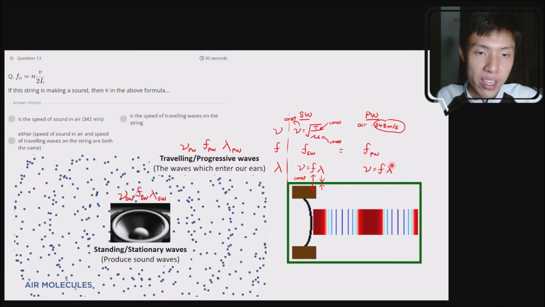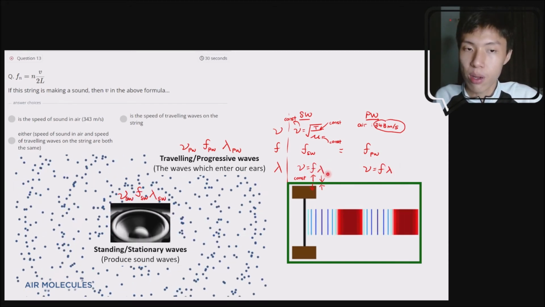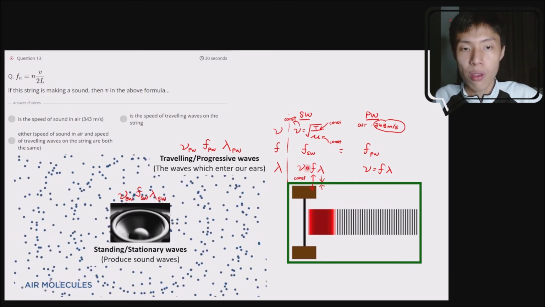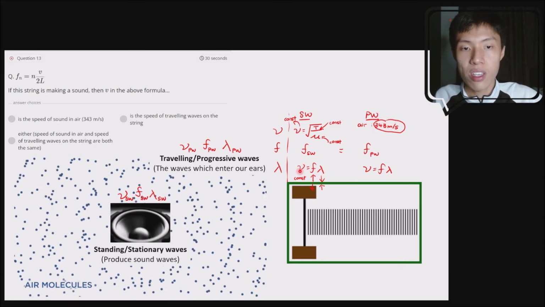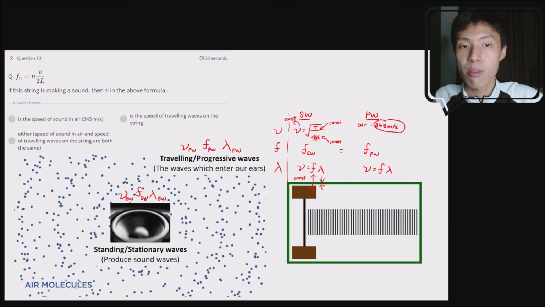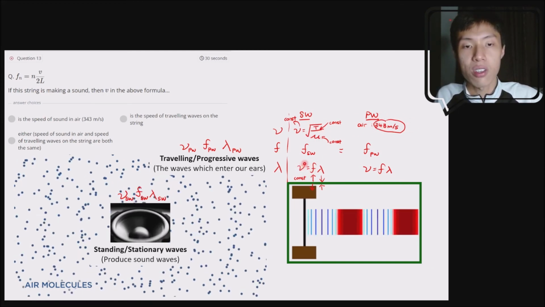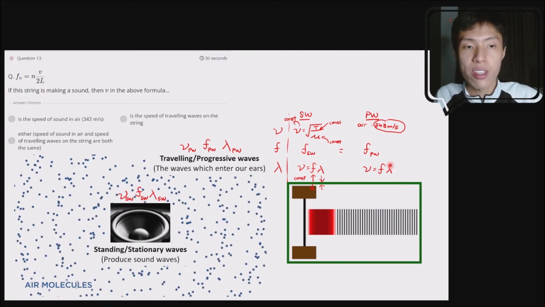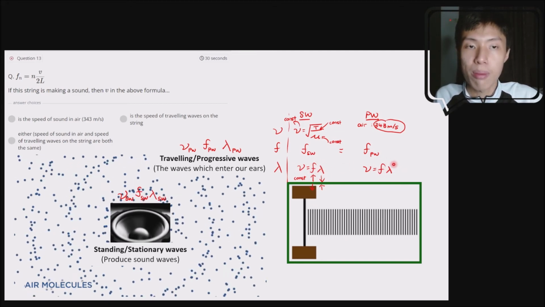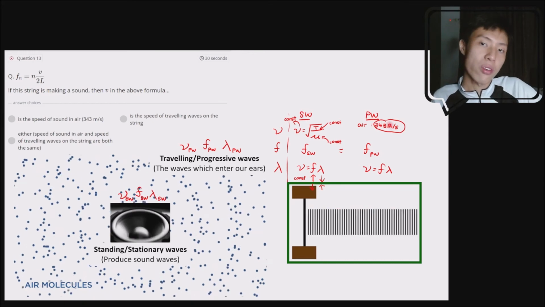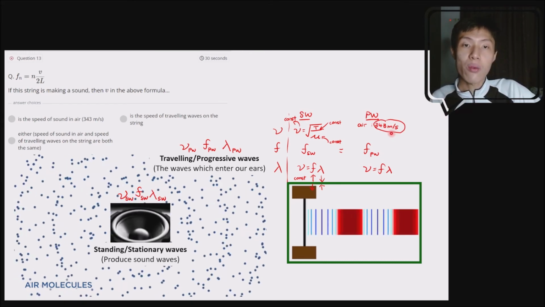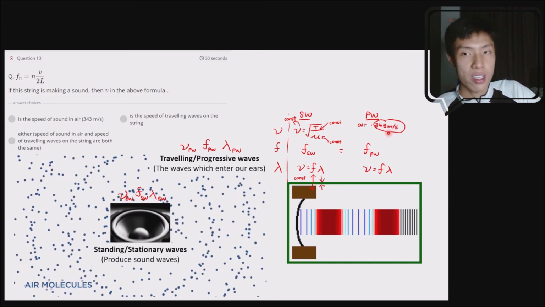So this wavelength here will be different from the wavelength over here. Okay, because the standing wave here is not 343. This wave speed for the standing wave is determined by this equation. It's not 343. So even though you have the same frequency, you will get a different lambda for the standing wave and the progressive wave. So you need to be clear where is the standing wave, where is the progressive wave.